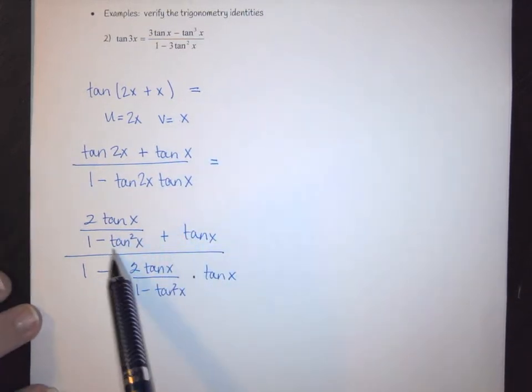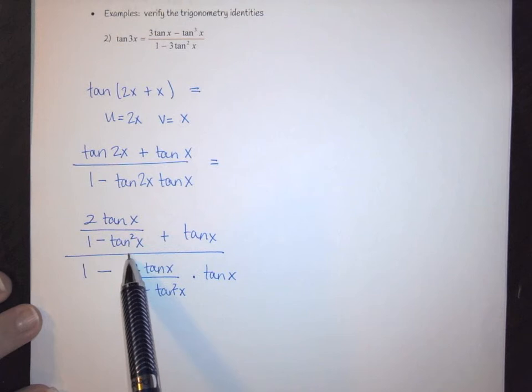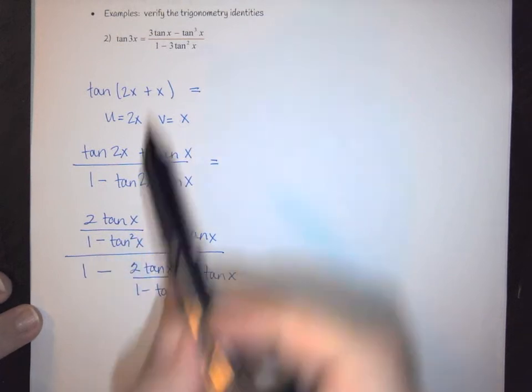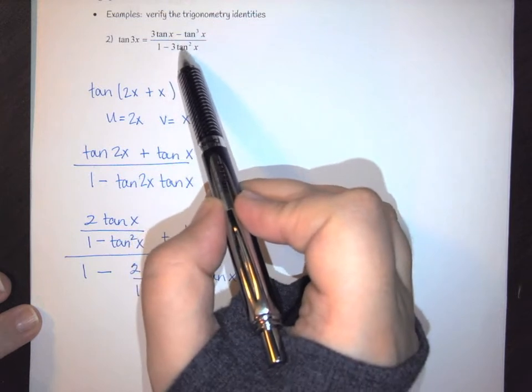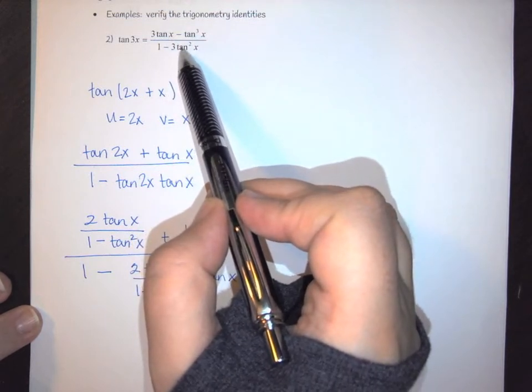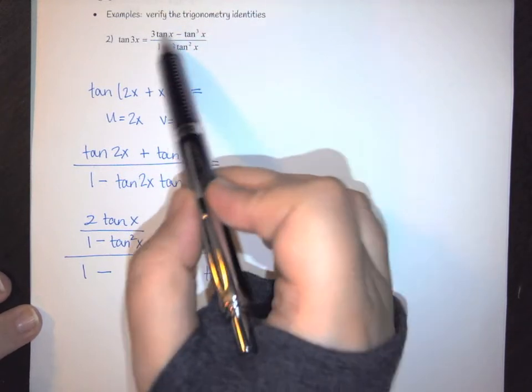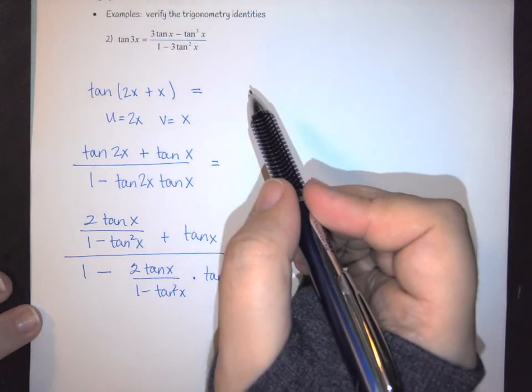Now the reason why I chose to use this version of the double angle is because my result here, what I'm trying to get to, only has tangents in it. So I want to make sure that I'm using something that only has tangents in it.